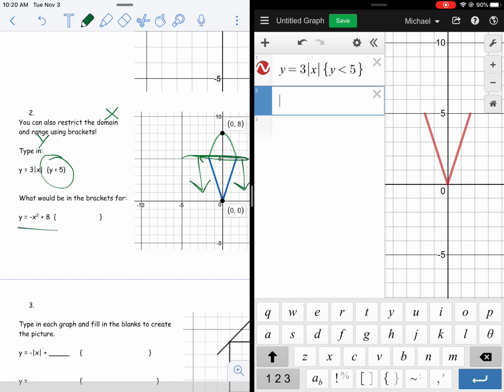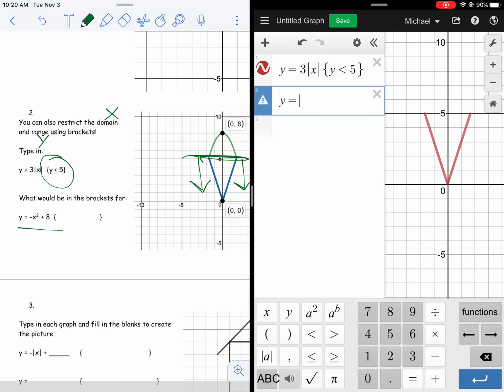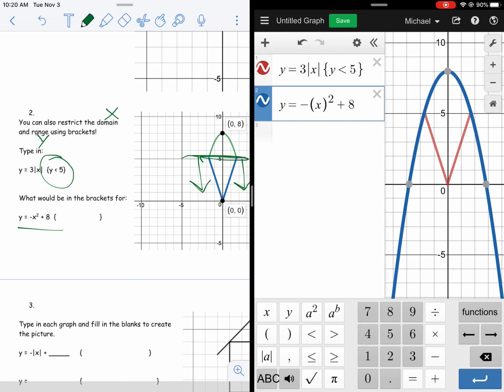So I give you this equation for the top of the ice cream cone. Okay, so I'm going to type it in. Y equals negative, and like I said, I should do parentheses x squared plus 8. There it is, but I want that to be cut off. I want it to stop at 5.